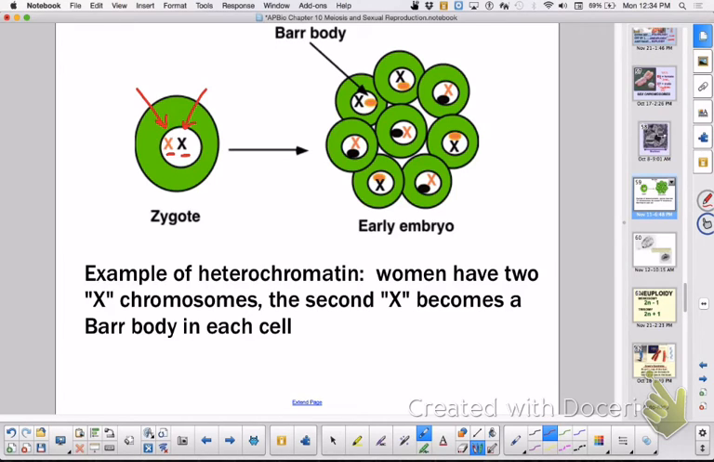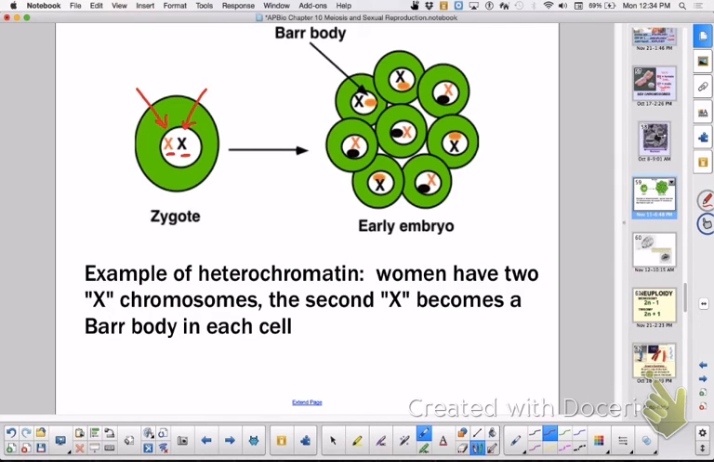So if a female does not have a bar body, then you would assume she has what? Turner syndrome. She only has a single X, so she doesn't have an extra one to condense. If a male has a bar body, you would assume he has Klinefelter's because he has an extra X, so one of those would condense.